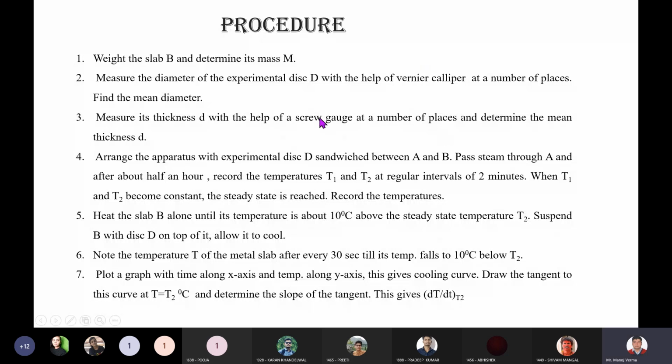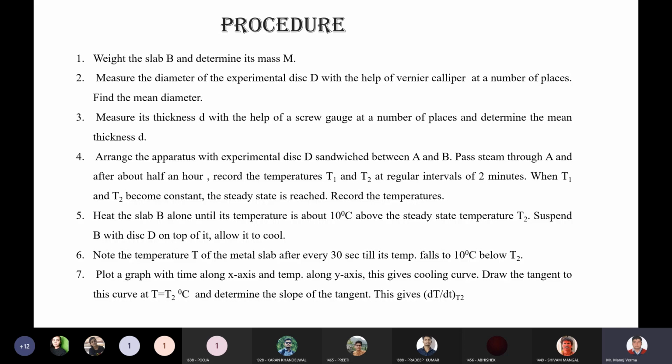Okay, so for procedure, first of all you have to weigh the slab B and determine its mass M. You can easily do it by using a weighing balance. Second, you have to measure the diameter D of this disc of this sample with the help of a vernier caliper at a number of places. Its diameter is not quite uniform, so take the diameter at two or three places, then you can take the mean diameter, and with the help of the diameter you can find the radius and you can find the area of cross section of this sample.